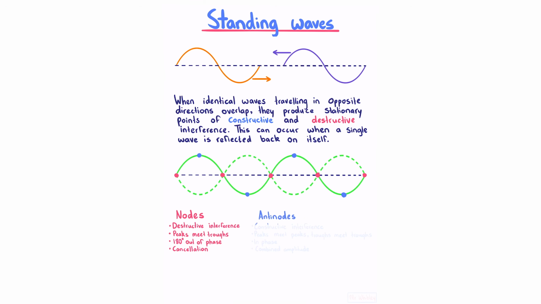At our blue antinodes, we have constructive interference, where peaks meet peaks and troughs meet troughs, so our waves are meeting in phase, and we get a combined amplitude. And so at our antinodal points, we have our maximum movement.